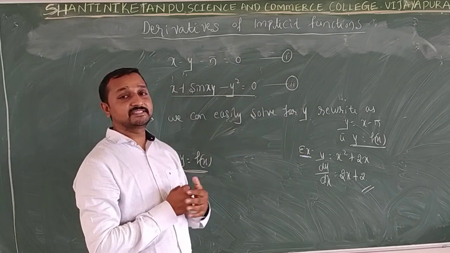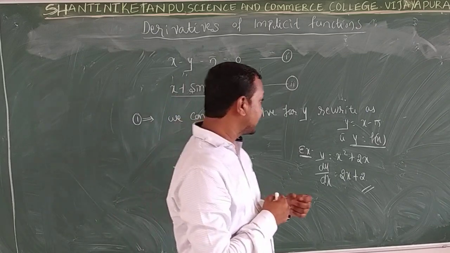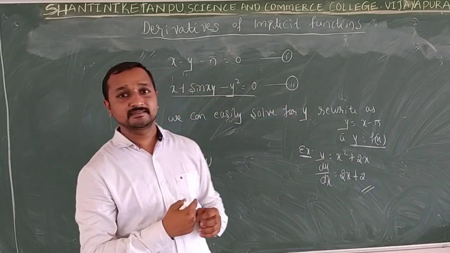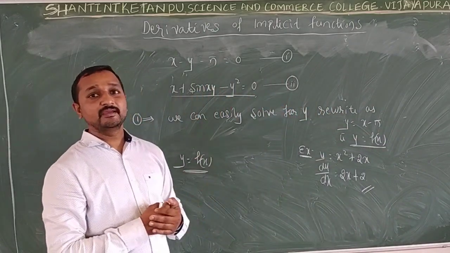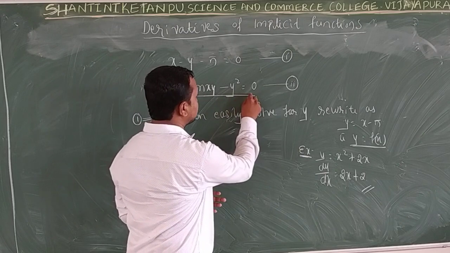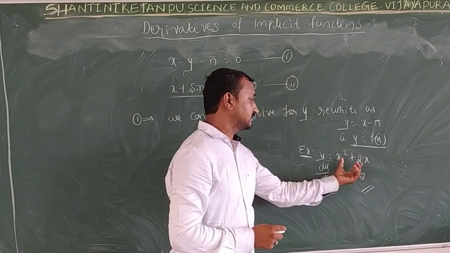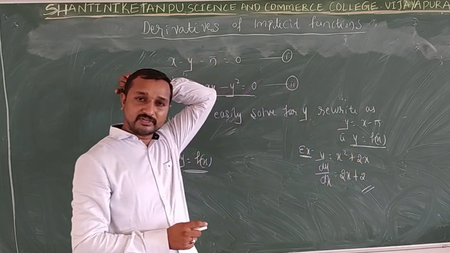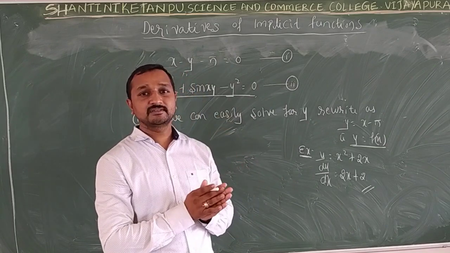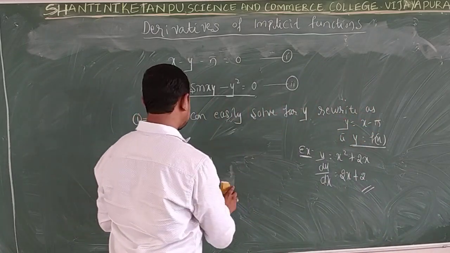Otherwise, it is said to be an implicit function. So what is the implicit function? If the relation between x and y cannot be rewritten in the form of y is equal to f of x, in that case y is said to be an implicit function of x. Is that clear? So this is an implicit function, and x square plus 2x is an explicit function. In first PUC and in the previous class we studied the explicit function. In this class we study the implicit function. Okay, make a note of this.